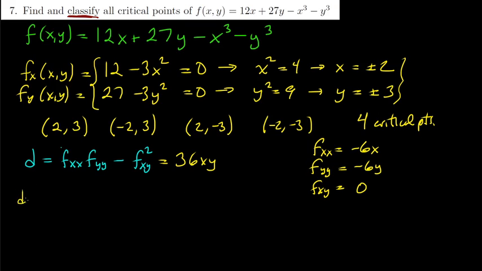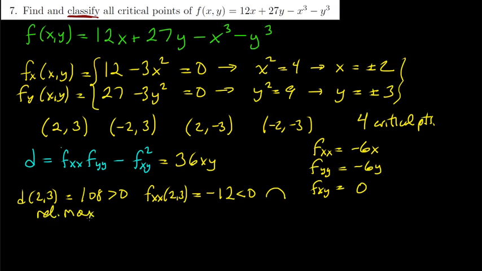Okay, so let's start with 2, 3. So 36 times 2 times 3, or 36 times 6, I think is 108. But that's positive, so we know we're going to have a maximum or minimum. And which one it is, we'll just plug into the second derivative, fxx, for example. So that'll just be negative 6 times 2, which is negative 12. If you remember, a negative second partial derivative means it's concave down, so it means we have a relative maximum at the point 2, 3.